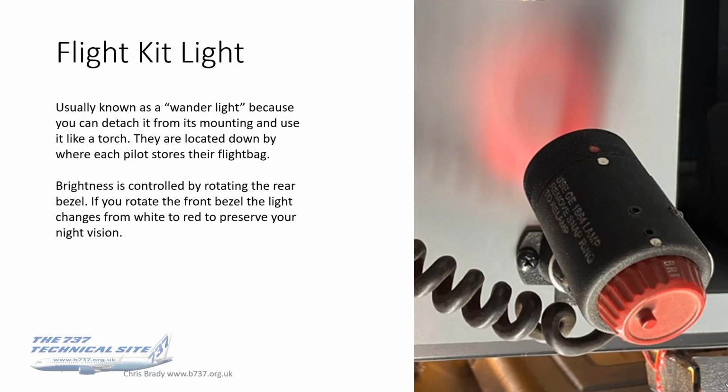Other lights we can find there, the flight kit light, or as I always know them, the wander light, because you can detach it and wander around with it, a bit like a torch. They're located down by our flight bags. Brightness is controlled by rotating the rear bezel. If you rotate the front bezel, then the light will change from white to red. The logic being that red will preserve your night vision.